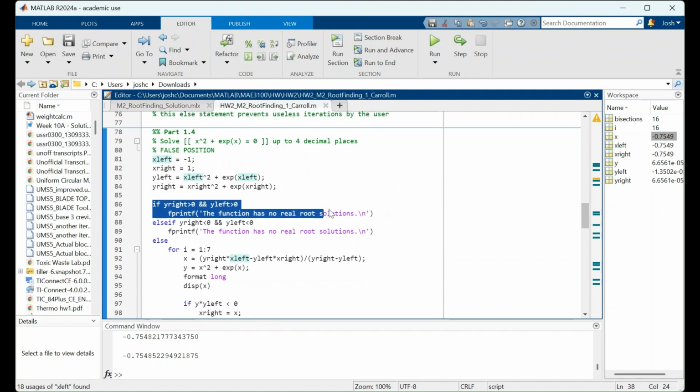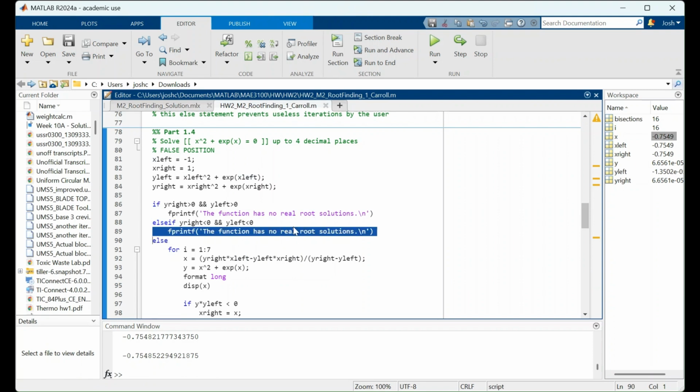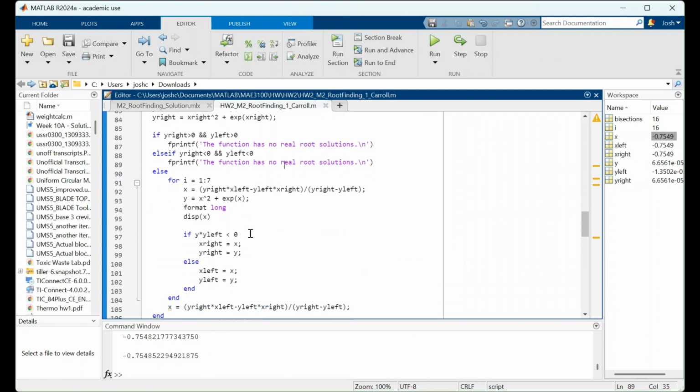You have your if statement. So if your y is only positive values, meaning that it doesn't go under the x-axis at all, the function has no root solutions. And if it's only negative values, so let's say it's like a parabola that's concave down and under the x-axis, and never touches it, it has no root solutions as well, is what it displays.